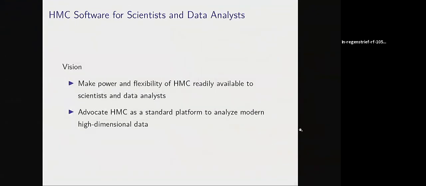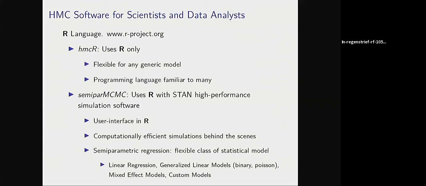So with that, let's move to our vision for developing this software. We want to make the Hamiltonian Monte Carlo algorithm and all its nice properties readily available to scientists, data analysts, statisticians, anyone who wants to use Bayesian software for data analysis. And we advocate Hamiltonian Monte Carlo particularly to do statistical computation for high dimensional problems, for very complex modeling. And to that end, we are working on 2 separate R packages to support this effort.